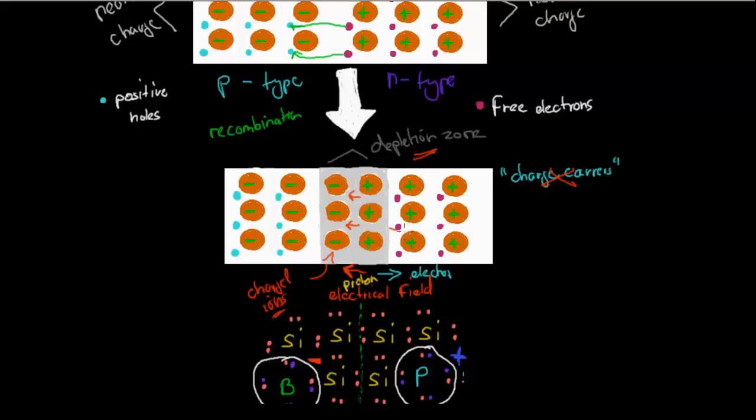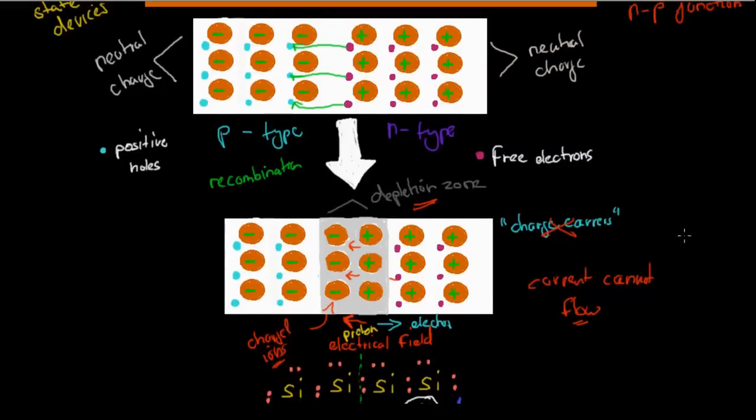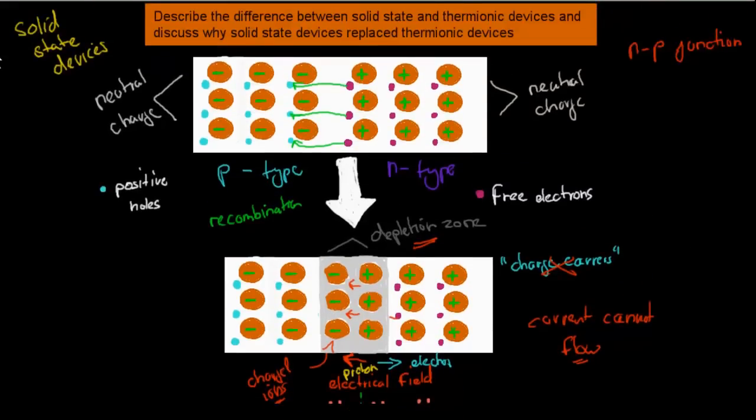As soon as this electrical field comes about, and it comes about because of the depletion of charge, these electrons are stuck. They can't move, so current cannot flow, because the electrical field is preventing electrons from changing sides. This is what we call the NP junction. The NP junction is when we have an electrical field produced by combining the N and P type semiconductors. That's the first thing you should know.